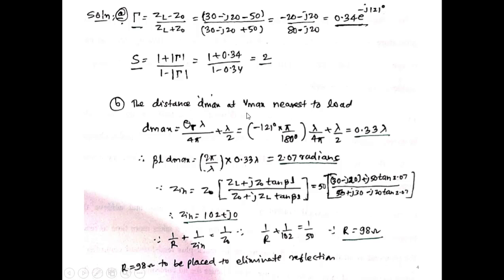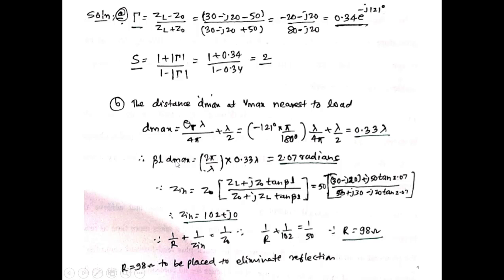The distance D maximum at V maximum nearest to the load. D maximum is given by the angle theta of the reflection coefficient and the wavelength lambda whole divided by 4 pi plus lambda divided by 2. So here theta is minus 121 degree. We have to convert degree to radian. Then this is equal to minus 121 degree into pi by 180 degree. This will become radian into lambda divided by 4 pi plus lambda by 2. If you simplify this, you will get 0.33 lambda.